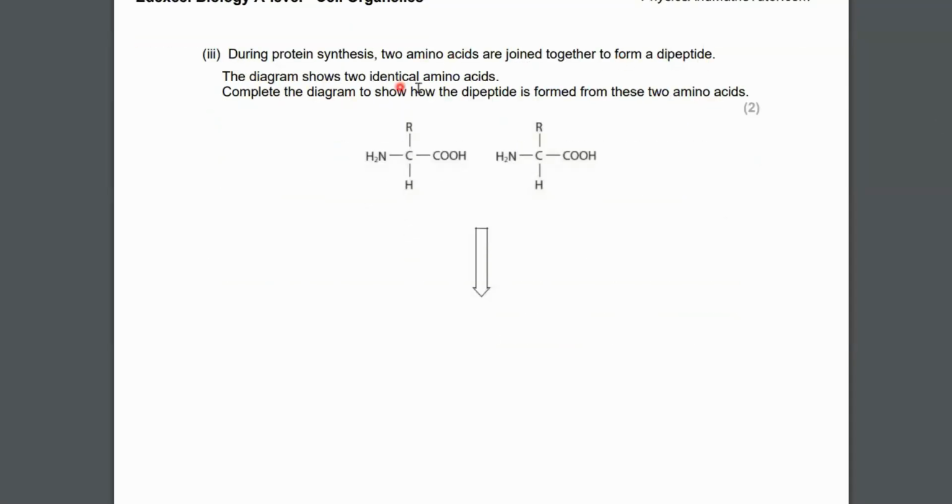Okay, next part to the question. During protein synthesis, 2 amino acids are joined together to form a dipeptide. So let's check out this diagram. They want us to draw the dipeptide. We got the carboxylic acid group and we got the amino group. And we know that it's a condensation reaction. We're going to have water formed here. So we're going to lose the OH of the carboxylic acid and we're going to lose 1 H of the amine group. So we just need to redraw this.